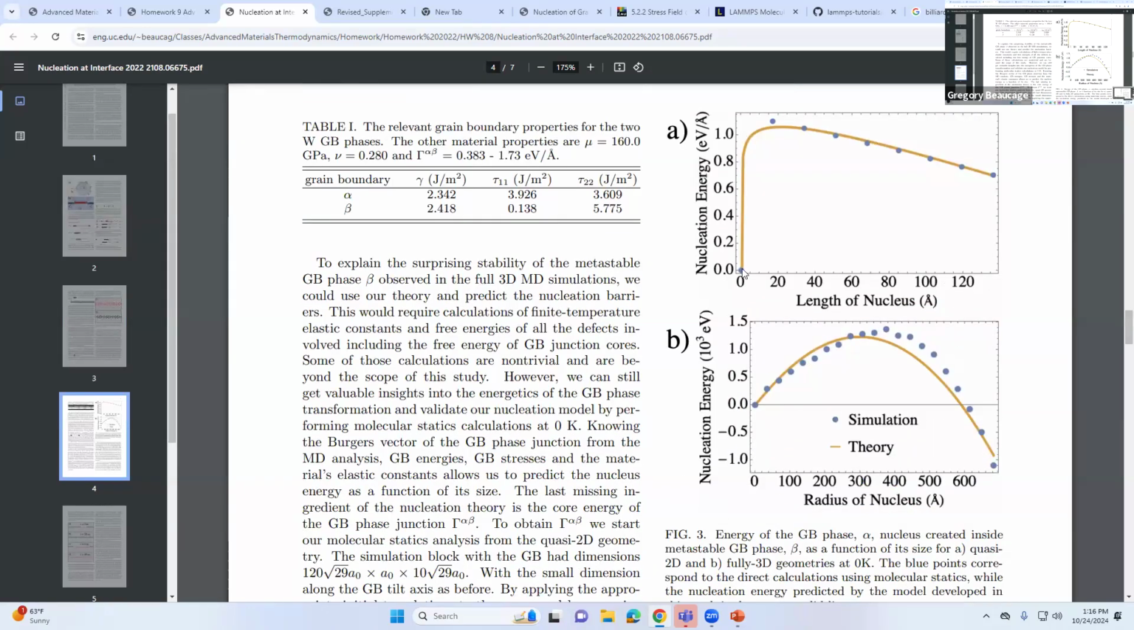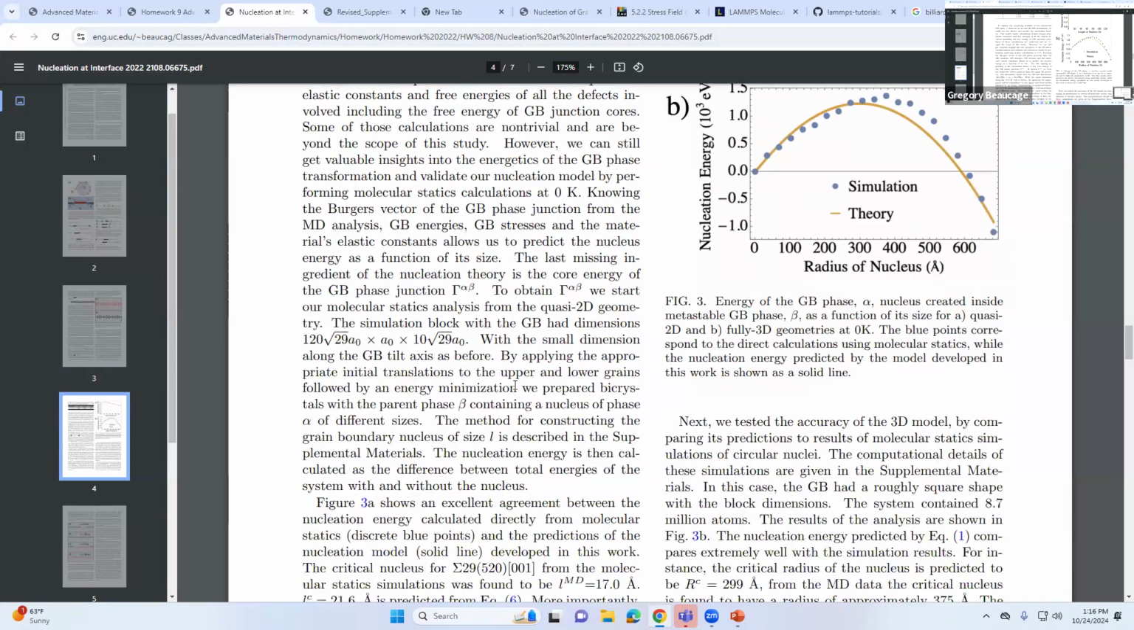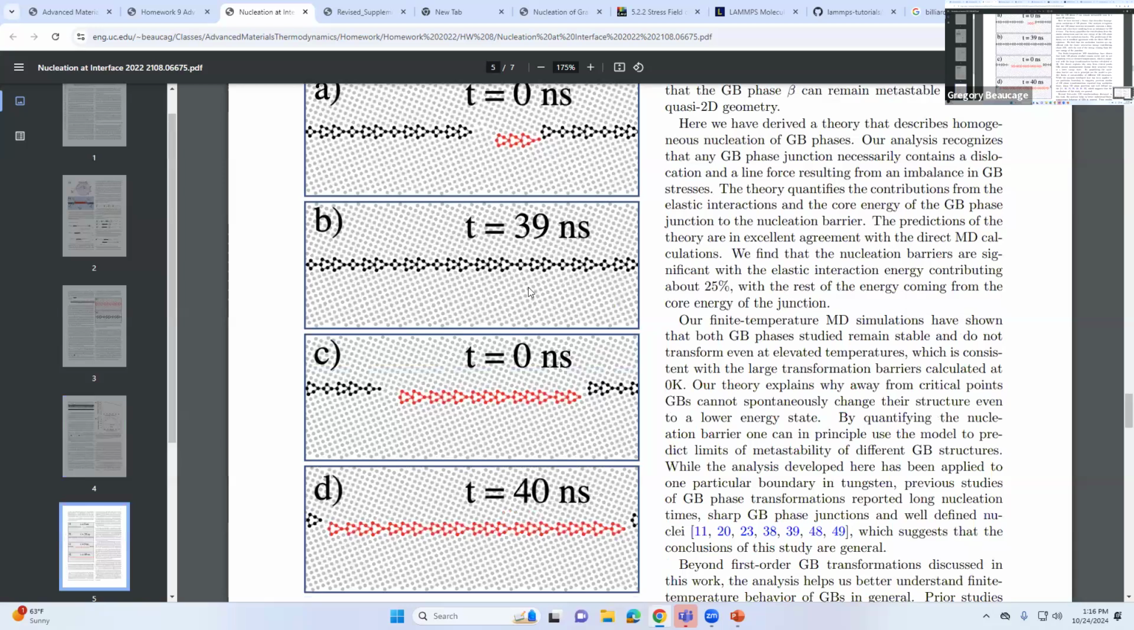So that equation is the yellow lines here, and then the dots are the molecular dynamics simulations. So he gets perfect agreement between the simulations and his theory, his equation. So there's two things that verify what he's doing. He gets a perfect match here. And then he can show that he actually does get growth above a certain size and no growth below a certain size. Right, so this critical energy theory applies to this weird interfacial phase thing.